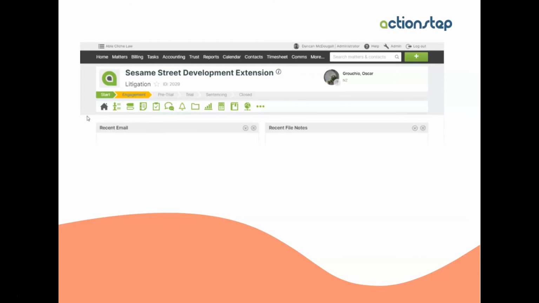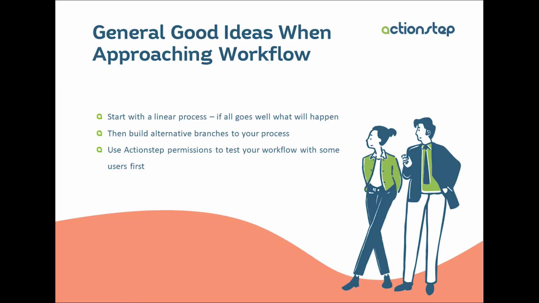Once you've created some simple steps in a workflow, consider these things next. As you built your workflow, you probably started with a very linear process. Open matter, engage client, do the work, wrap it up, you close. Now, consider alternatives. What happens if the case goes to mediation rather than to court? What if your client never engages with you? How do you close it? What do you want to do if they appeal a decision?